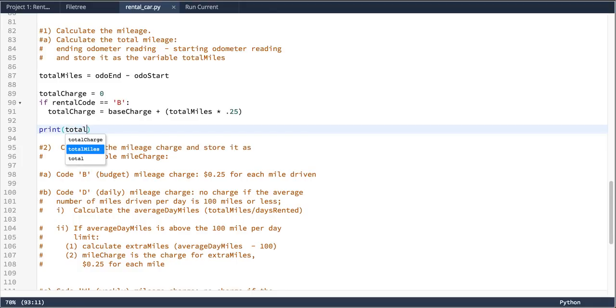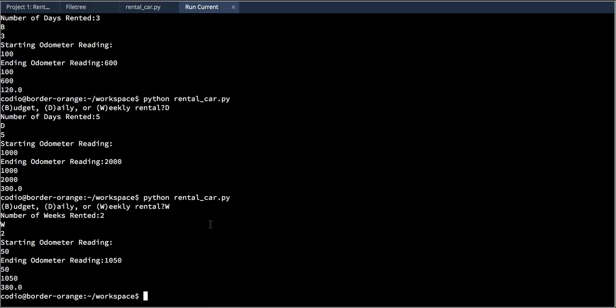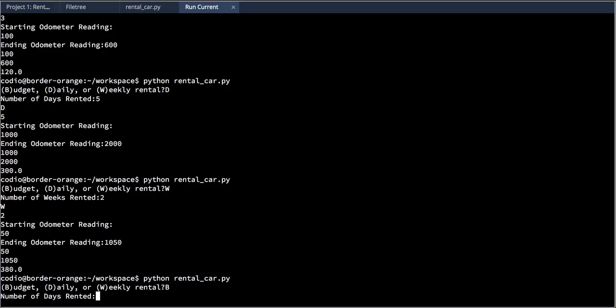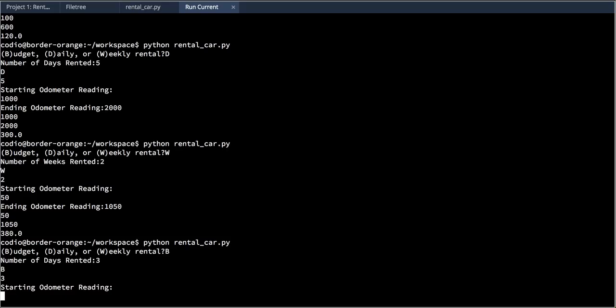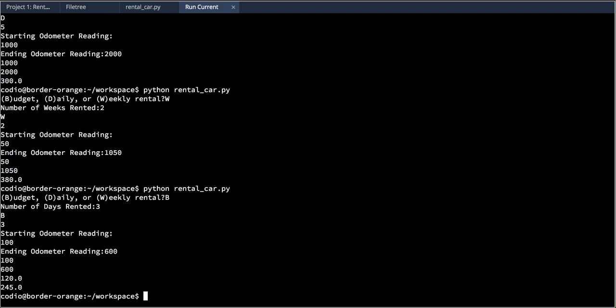Total charge. So I'm going to run this only for budget, because that's all we have the calculation for. B is for budget. Number of days rented is 3. Starting odometer reading is going to be 100. Ending odometer reading is going to be 600. So I drove 500 miles. So $120 plus 500 times 0.25 is 245.